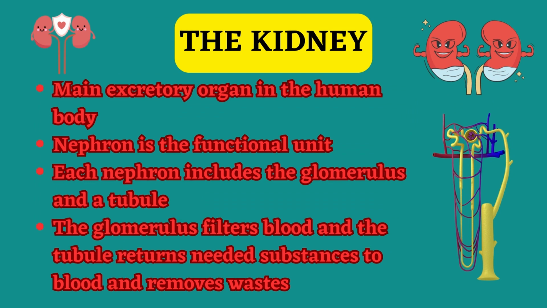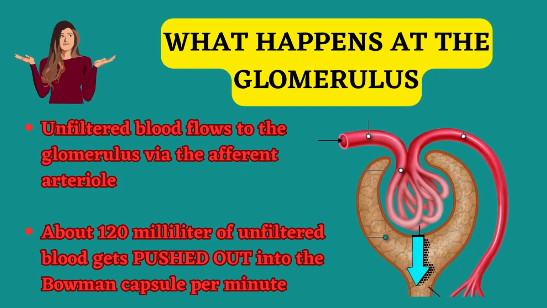As all of you may know, the kidney is the main excretory organ in the human body. It is able to do this miraculous act of filtering because of the functional unit called the nephron. Each nephron includes the glomerulus and a tubule. The glomerulus filters your blood, and the tubule returns needed substances back to the blood, and at the same time it removes wastes. We will be focusing on the glomerulus here in this video.